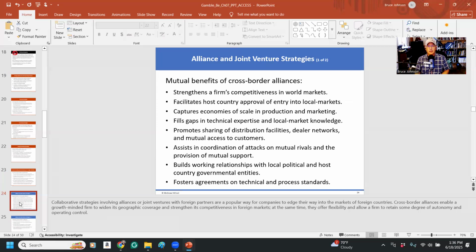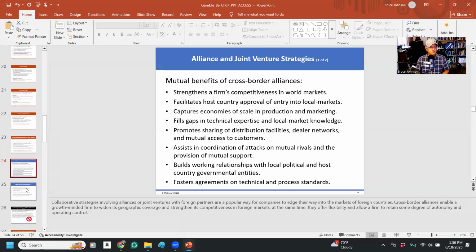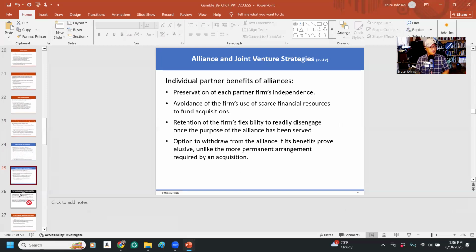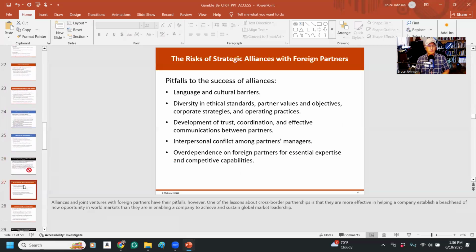They're talking about the alliance and joint ventures still, when it makes sense or what to worry about or to care about. These are benefits for alliances or for the individual partner in operating with another partner. Skip that one. Some of the downsides to an alliance, issues that crop up.